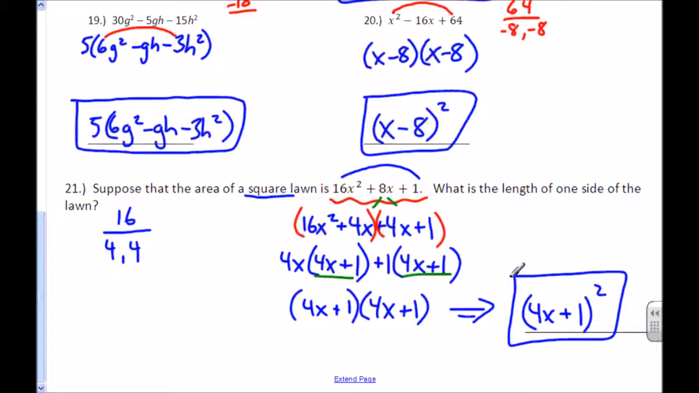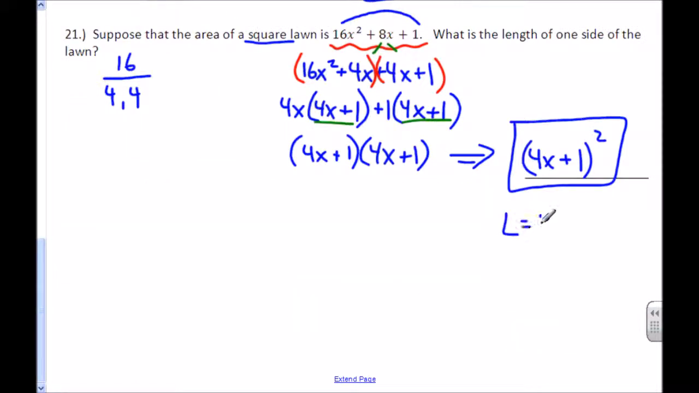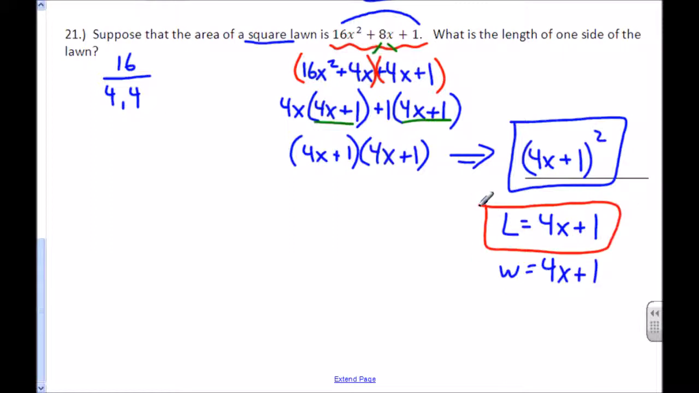Okay, so when we factor this, it says, what is the length of the lawn? Technically, if we're talking about just the length of the lawn, the length would be a 4x plus 1. The width would also be a 4x plus 1. So in terms of our final answer, this is what they're actually asking for.